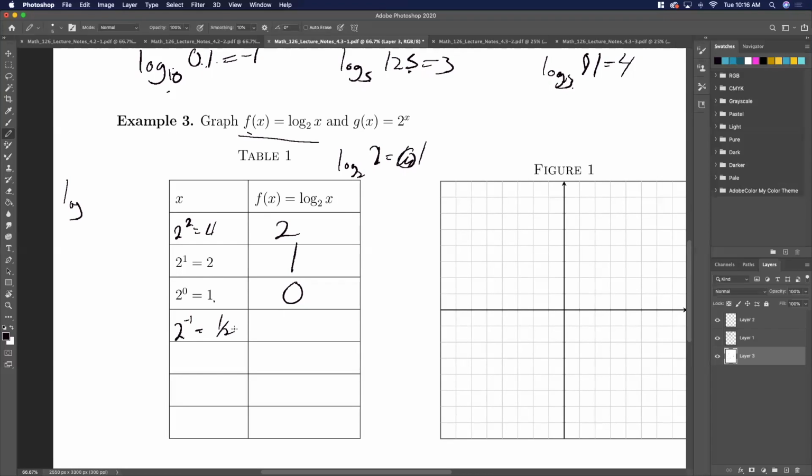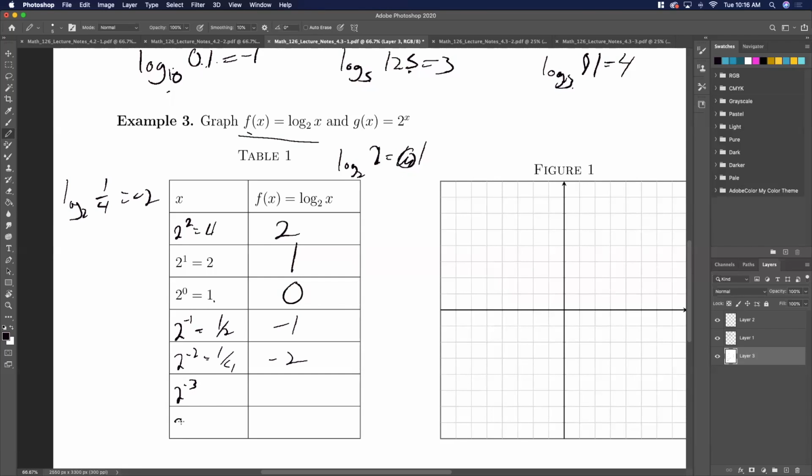So x is a half. That's going to equal to what? Well, that's going to be negative 1. And x equals 2 to the negative 2, which is equal to a fourth. That's negative 2. Because here, if I put that in, log base 2 of a fourth is what power of 2? Why, it's negative 2.